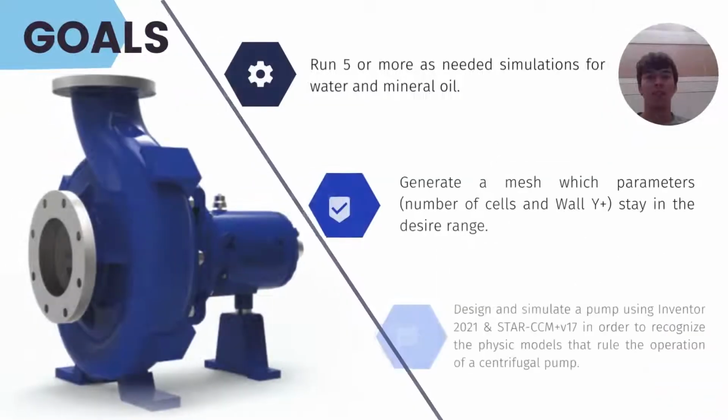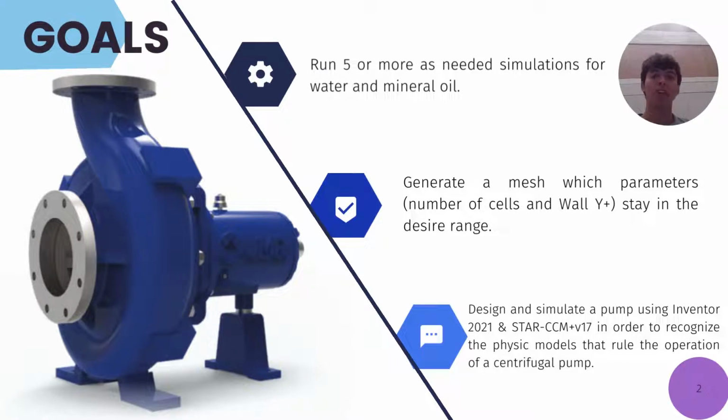For the purposes of this project, we look forward to running 5 simulations and a few others, seeking to study the behavior of a centrifugal pump, of which 3 meshes were made to establish which one was the most optimal. This is briefly summarized in the design and simulation of the pump, recognizing the physical models that govern it, using Inventor 2021 and Star CCM+ software.